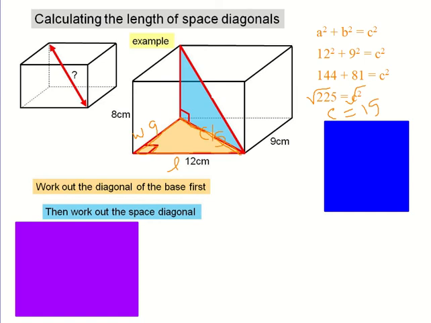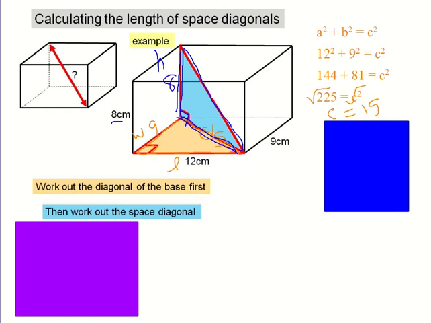Now I'm going to move on to the blue triangle. The blue triangle will help me find my space diagonal length. So I have a right triangle again. I'm given this leg length is 15. That's the side we just found. And then this is just the height of the prism. The height of the prism is the 8. I'm going to label that 8.